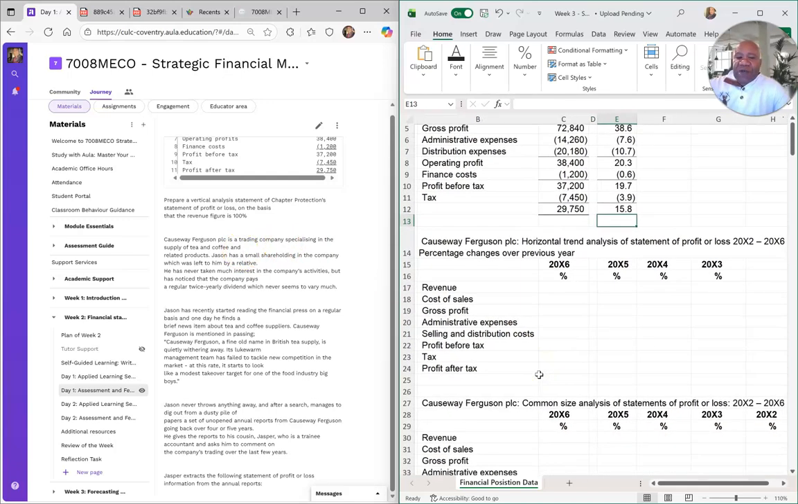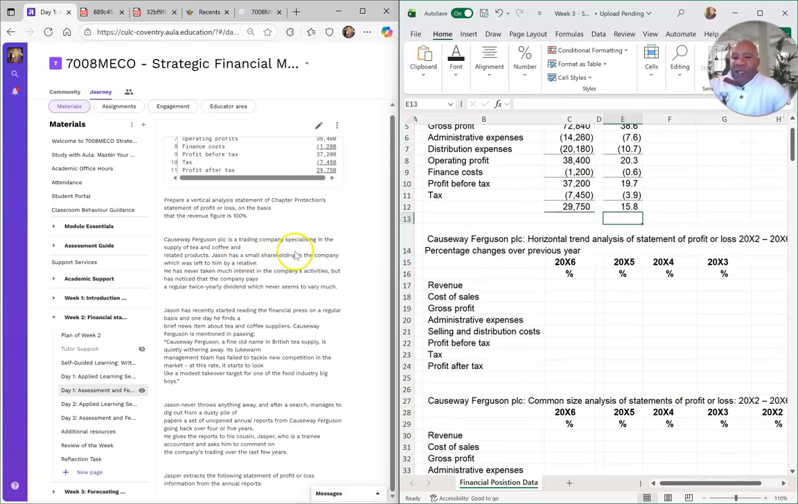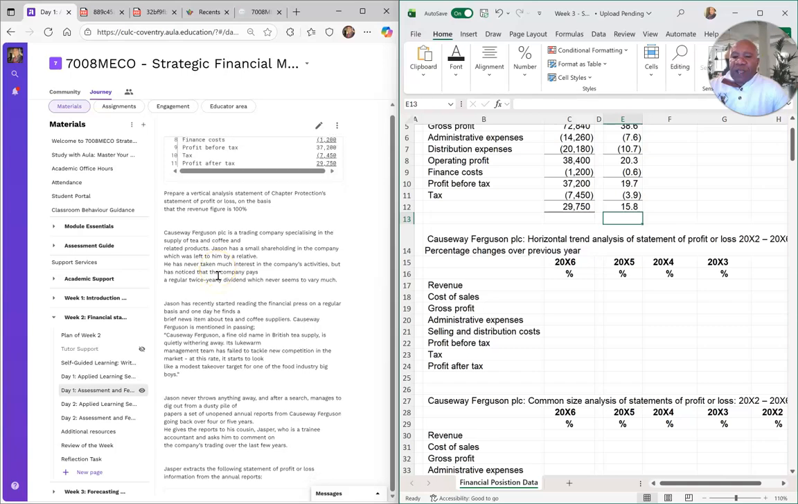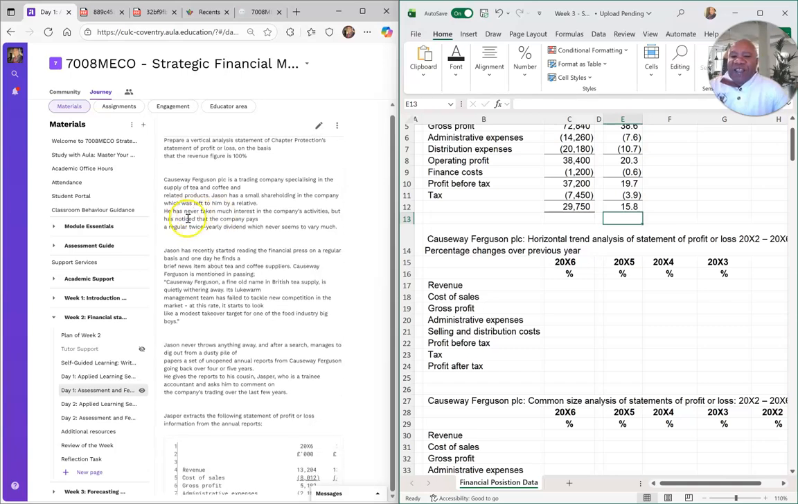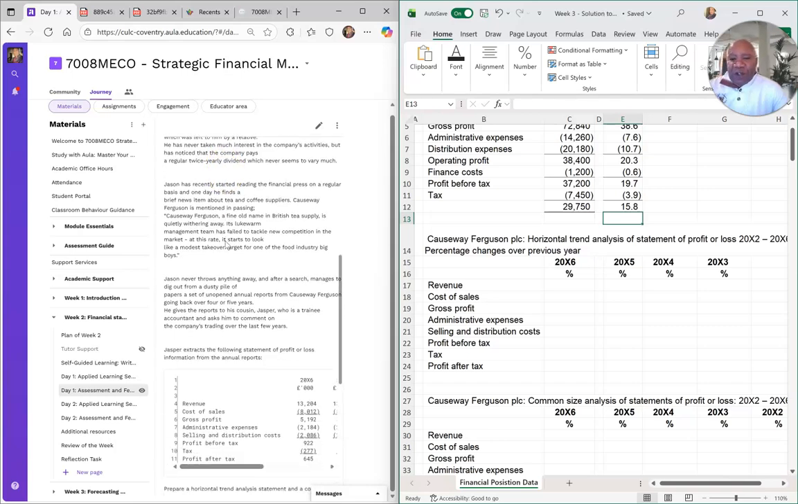Again, I've created the format here. So let's start with Causeway. It's a trading company specializing in the supply of tea and coffee and related products. Jason has a small shareholding in the company which was left to him by a relative. He has never taken much interest in the company's activities, but has noticed that the company pays a regular twice-yearly dividend, which never seems to vary much.